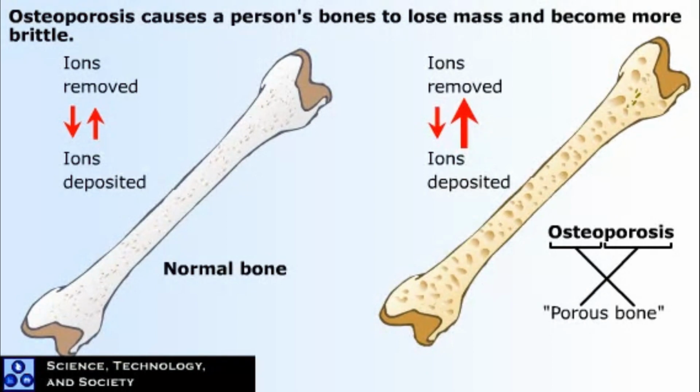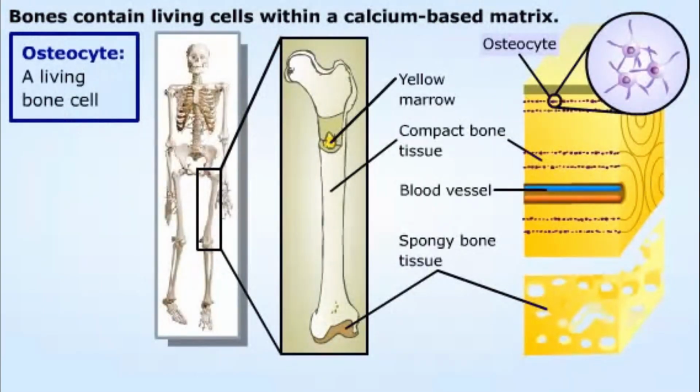Women are more likely than men to get osteoporosis, partly because differences in sex hormone levels affect the rate the ions are released from the bones. Because we understand why osteoporosis occurs, we can help prevent or minimize the disease by promoting ion deposition through regular weight-bearing exercise. Now that we've introduced the functions of bone, let's look at the structure.